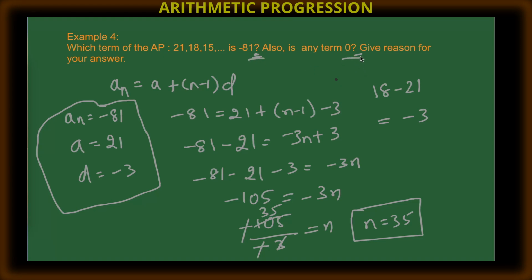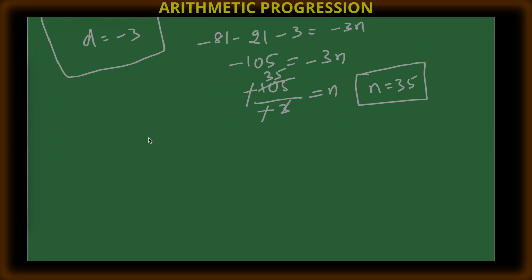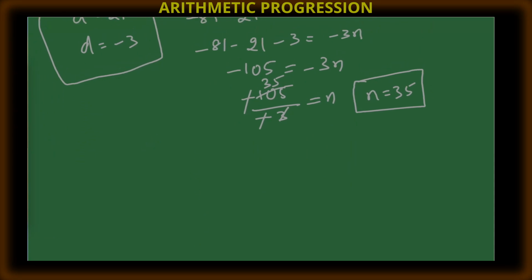Next, let's prove the other half. Also, is any term 0? Here what it is trying to say is, similarly, we need to say is any term an equal to 0. So we can use the same formula, an is equal to a plus n minus 1 into d. In these variables, do we have everything? Yes, we have almost all the things.